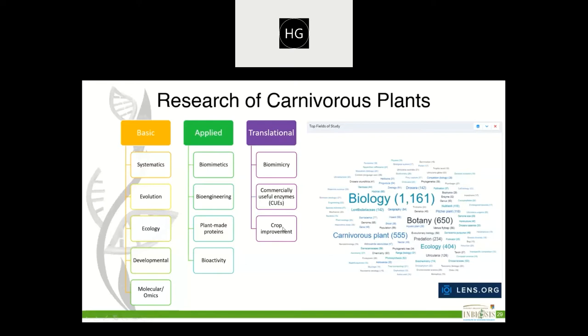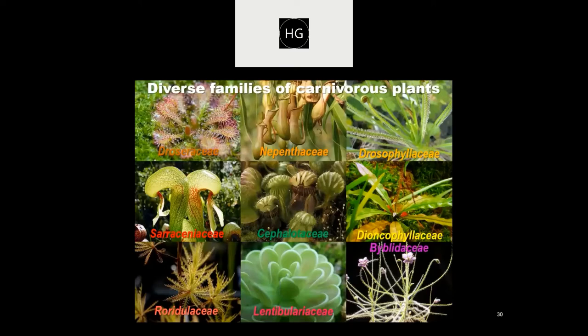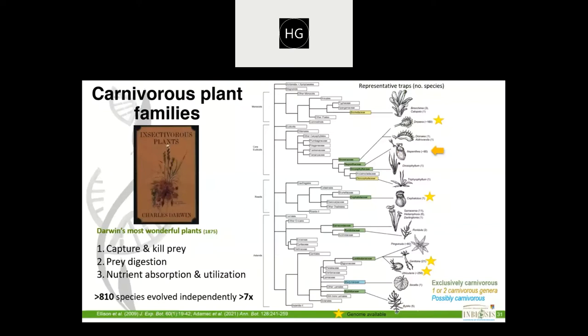So they actually comprise a diverse family of carnivorous plants, and the characteristics that define a carnivorous plant are, first, they need to be able to capture and kill the prey. Secondly, they have the ability to digest the prey that they capture. Then they can absorb and utilize the nutrients from the prey. So these are the three main requirements to be defined as a carnivorous plant.